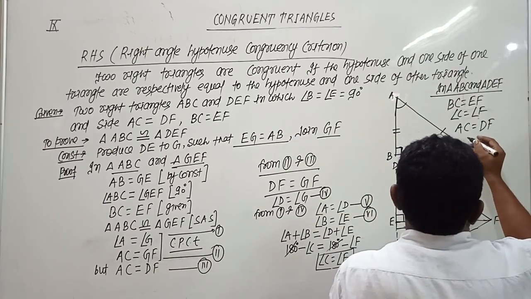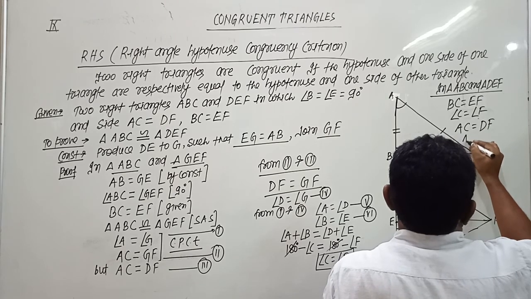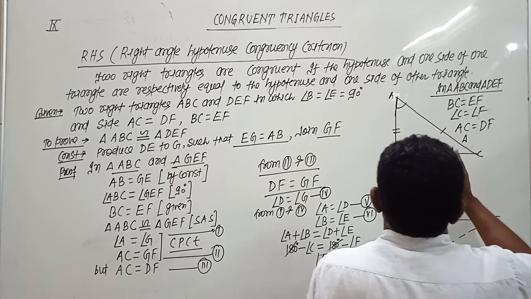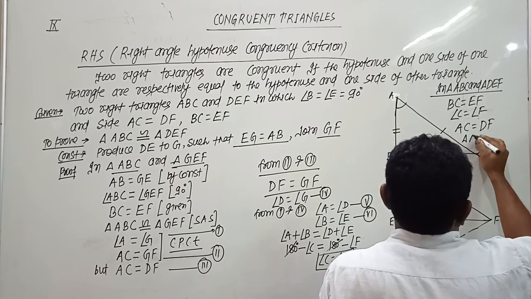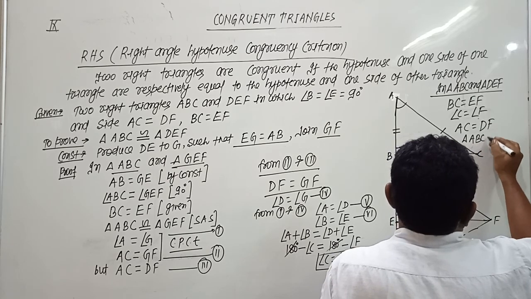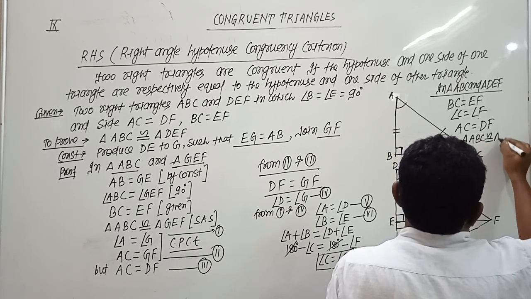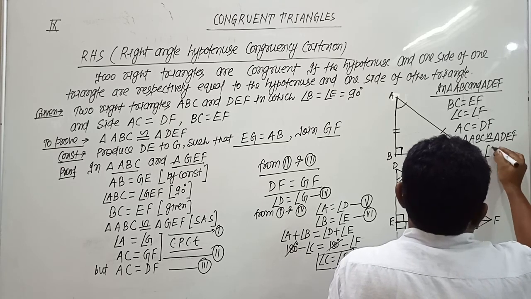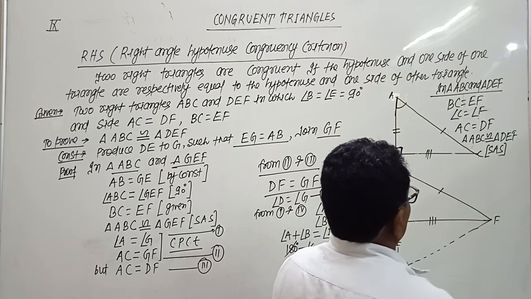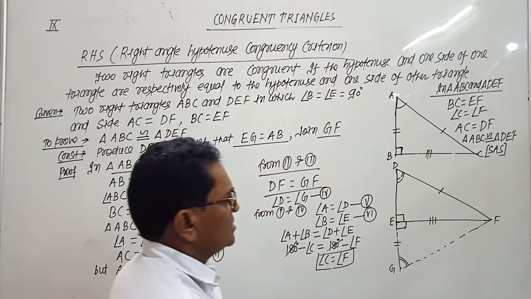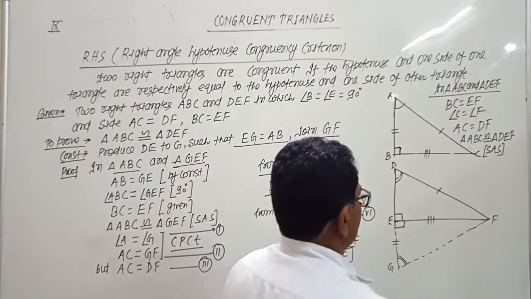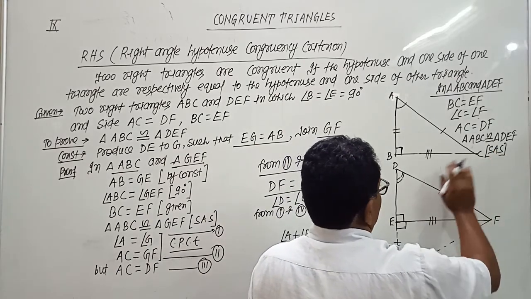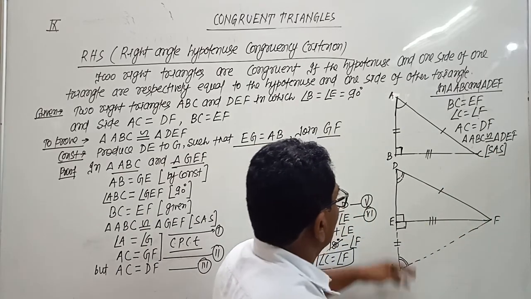So these two triangles become congruent. Triangle ABC is congruent to triangle DEF by SAS congruency.